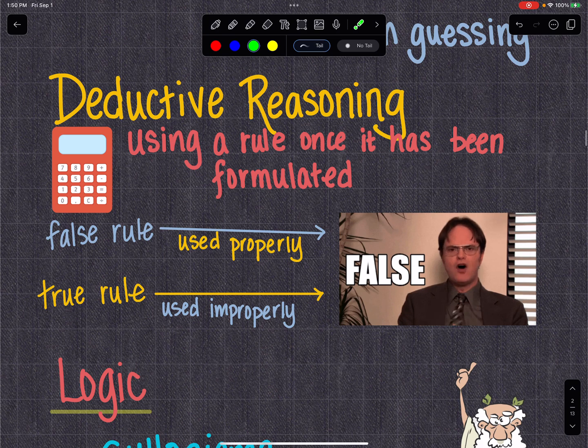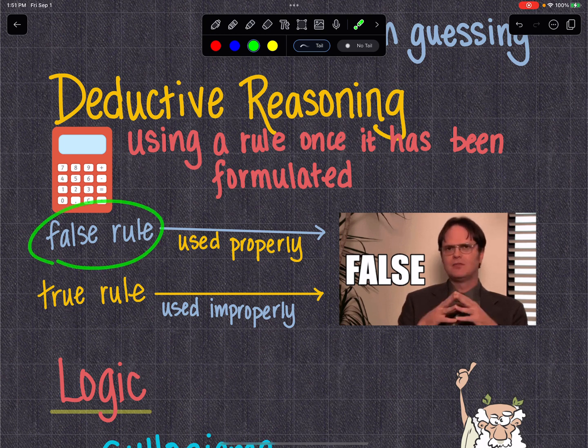Okay, then there's also deductive reasoning. And deductive reasoning is the process of using a rule once it has been made. So you've already got a rule and you try to use that rule to reach conclusions. Now, it could be true and it could be not true. The way you could end up with a conclusion that's false is you could have a false rule, and you take that false rule and use it properly, but it's a false rule to start with. That would be kind of like a broken calculator. If you have a broken calculator, even if you use it right, you're going to get a wrong answer.